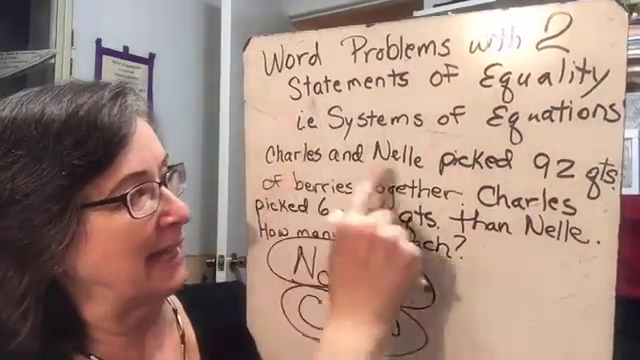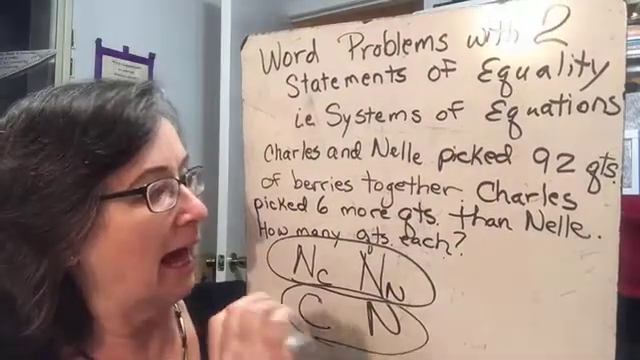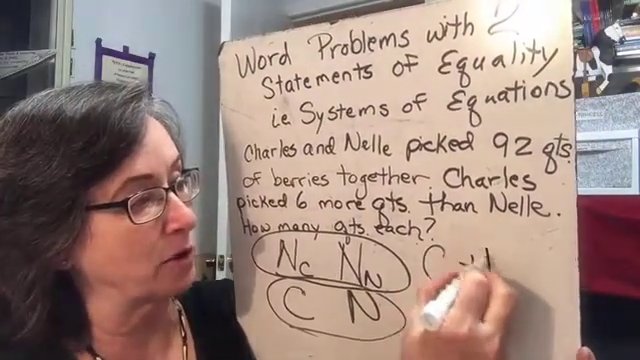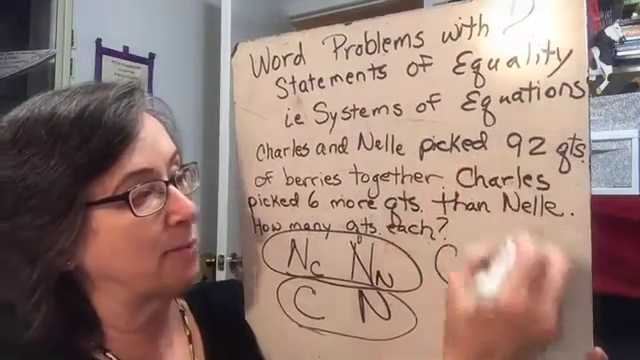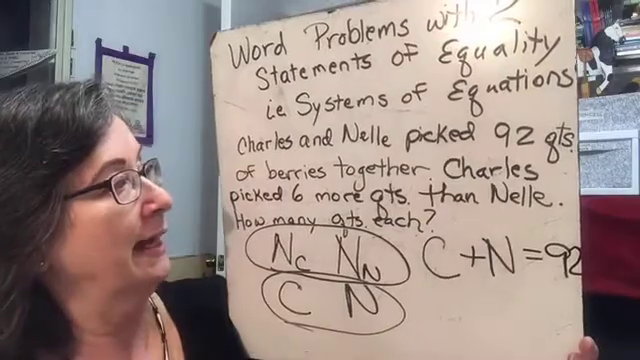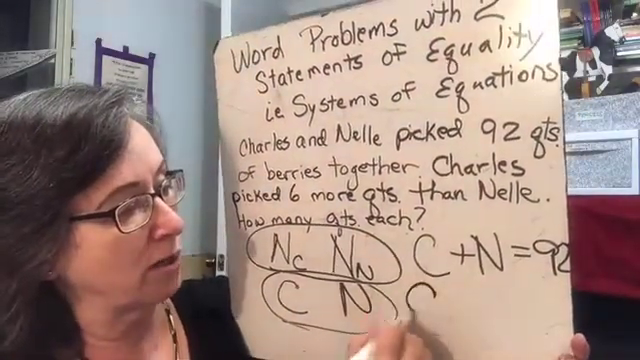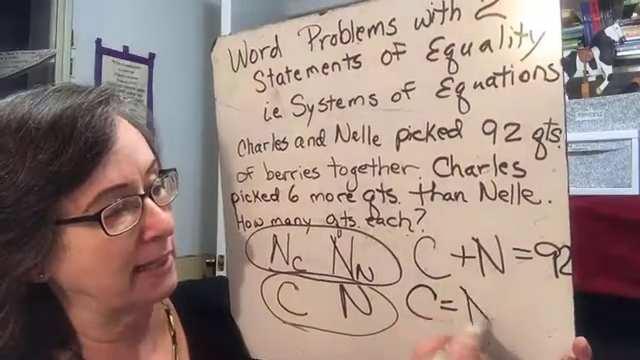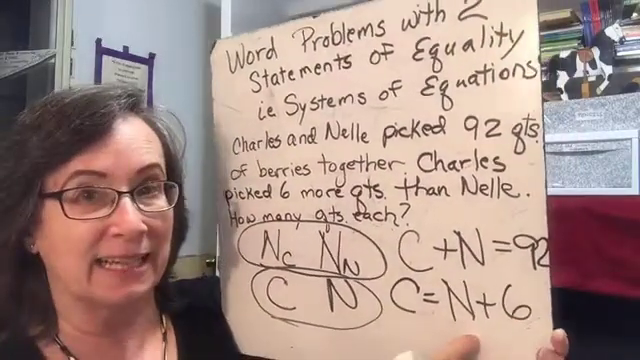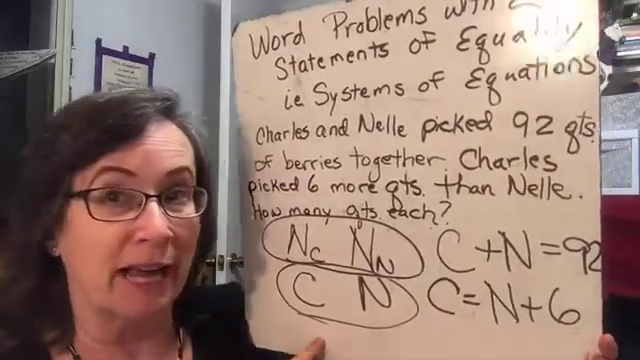I'm going to use C and N to represent the number of quarts that each one of them gets. I know that the number of quarts that Charles gets plus the number of quarts that Nellie gets add up to 92. I know that. Okay. I know that Charles picks 6 more quarts. So Charles's is the same as Nellie's plus 6. He has 6 more. So 6 added to Nellie would give you the number that Charles had. We're trying to figure out how many quarts they had.